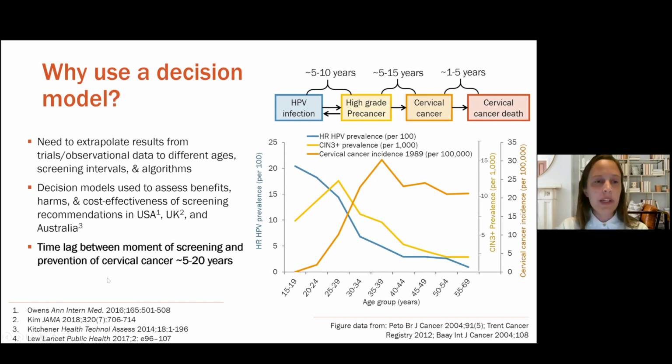And I would like to point out that the main reason that I think decision models are useful is because there is a significant time lag between the moment that you screen a woman and the moment that the cancer actually gets prevented, which is likely for most women to be between 5 to 20 years. This is very easy to see based on natural history data, where the peak of HPV infection is at a very early age. You would expect the peak of high-grade precancer prevalence to be in early adulthood, and peak cervical cancer incidence occurs in mid to late adulthood.